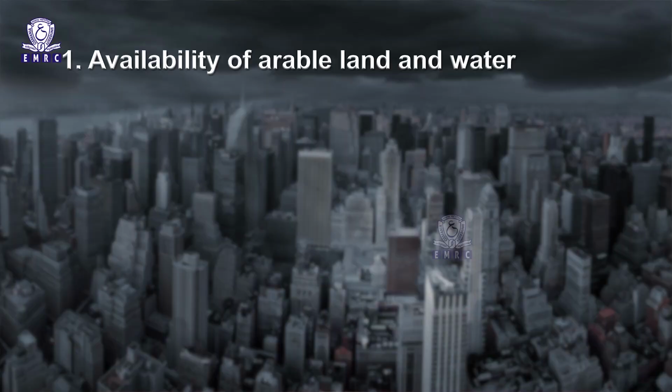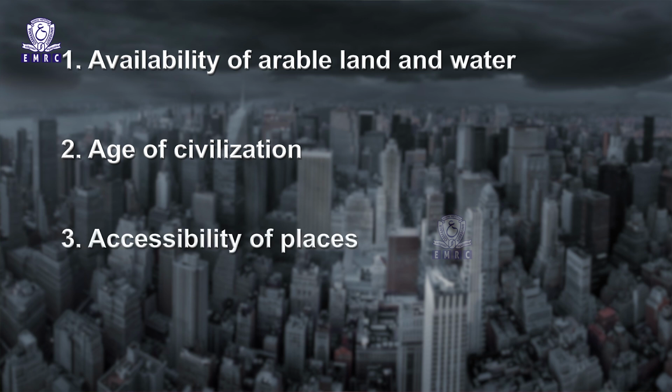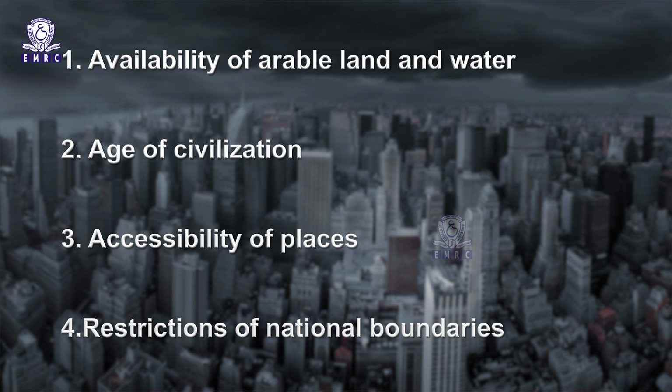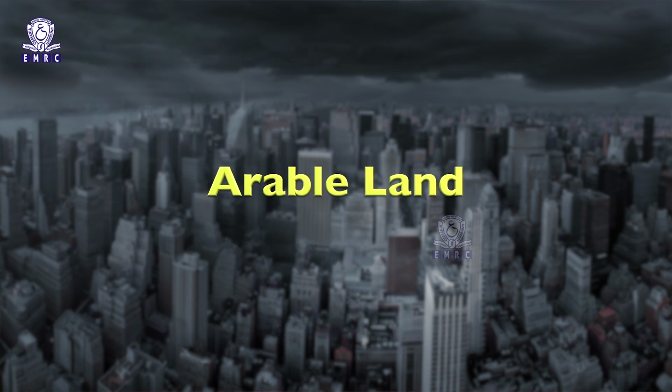The unevenness in the distribution of world population may be attributed to the main factors: 1. Availability of arable land and water, 2. The age of civilization, 3. Accessibility of places, and 4. Restriction of national boundaries. Coming to the first one, the arable land, there is a close relationship between the arable land and the concentration of population. The plain areas having fertile soils and suitable climate, that is temperature and rainfall, for the cultivation of crops are the regions of high density of population.